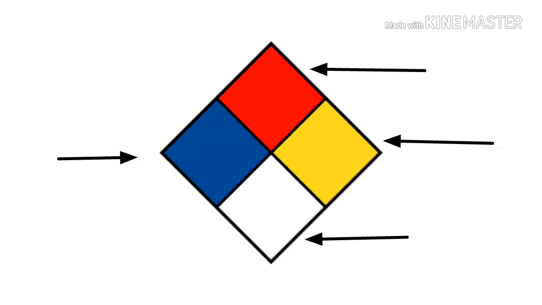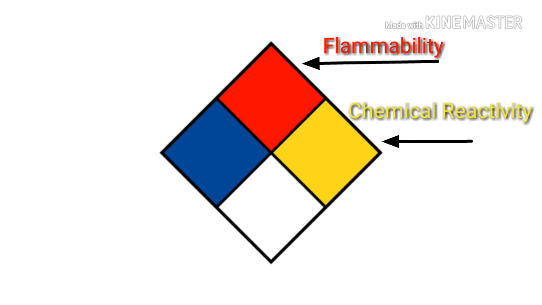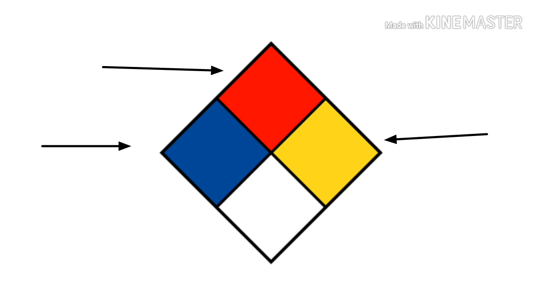There are 4 colors on the fire diamond, each one representing a hazard. The red quarter of the diamond stands for flammability. The yellow quarter of the diamond stands for chemical reactivity. The blue quarter of the diamond stands for health hazard, and the white quarter of the diamond stands for additional information. The 3 colored quarters of the diamond have a threat rating from 0 up to 4.